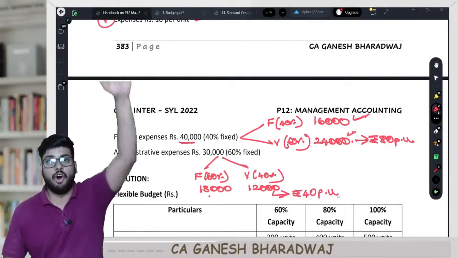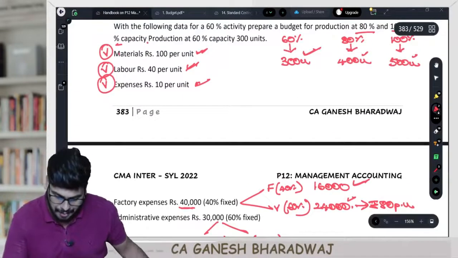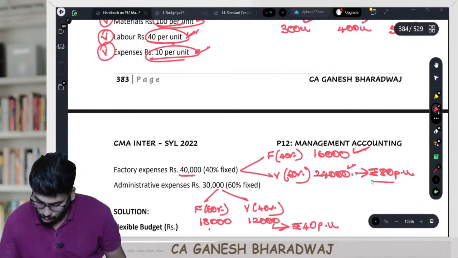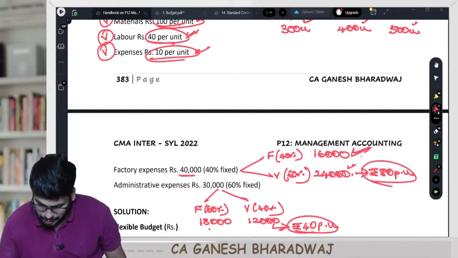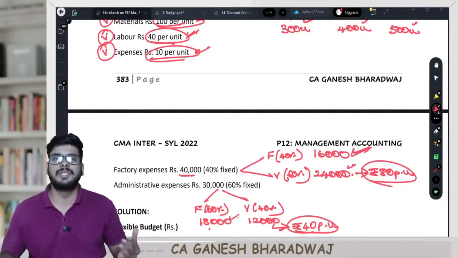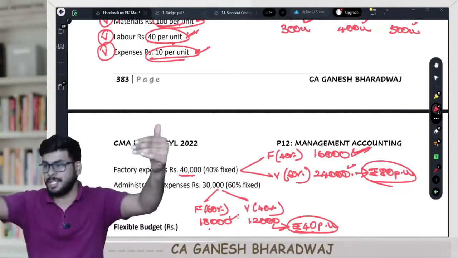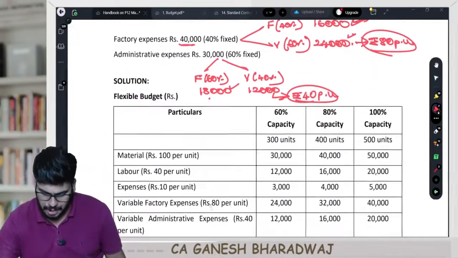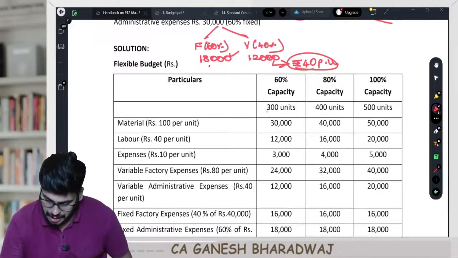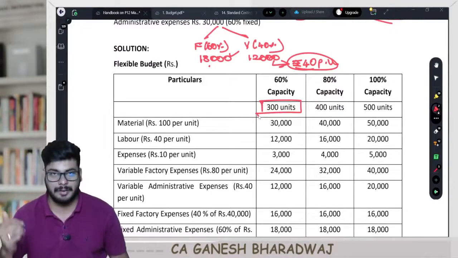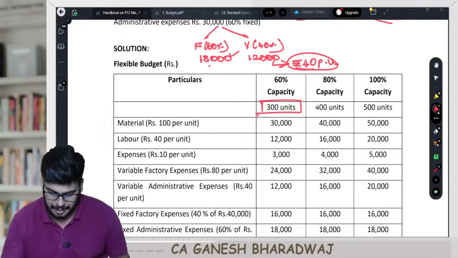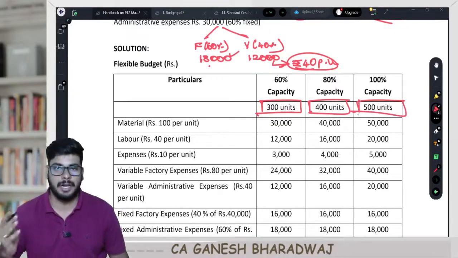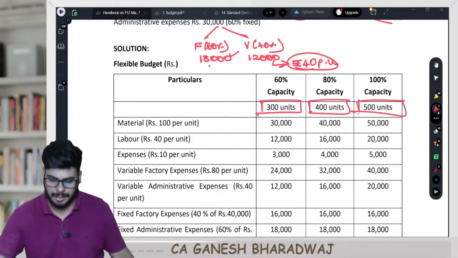So now all the variable costs, we have the figures on a per unit level, right? And all the fixed costs, we have the figures on a total level. With this, you can prepare the budget data for any given output level or any given volume level. See, this is what they have done here. At 300 units level, that is 60% capacity, 400 units level, 80% capacity, 500 units level, 100% capacity. These are three scenarios, right?